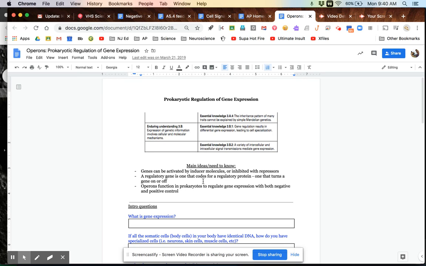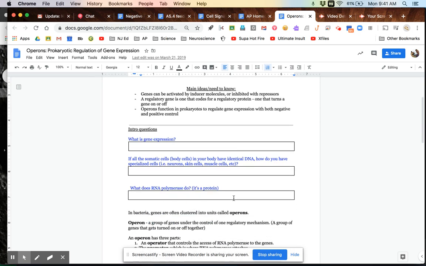That's why this doc is called Prokaryotic Regulation of Gene Expression. This is what you're going to see throughout this unit, whether it's gene expression, genomics, or genetic engineering. What we know about DNA is typically discovered first in bacteria, and then we move on to eukaryotes. So that's how we're going to begin this unit: how gene expression was first discovered, and it was the discovery of operons in bacteria.